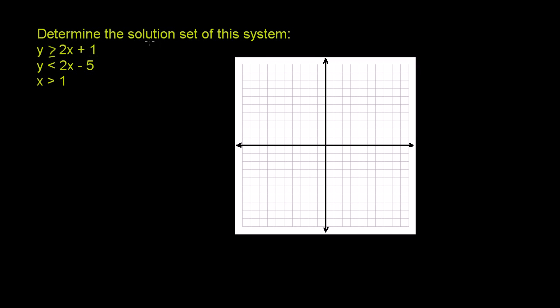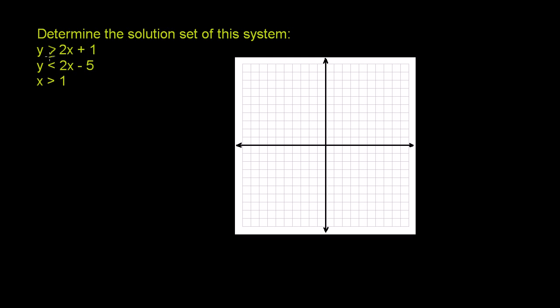We're asked to determine the solution set of this system. And we actually have three inequalities right here. And a good place to start is just to graph the solution sets for each of these inequalities, and then see where they overlap. And that's the region of the xy coordinate plane that will satisfy all of them.